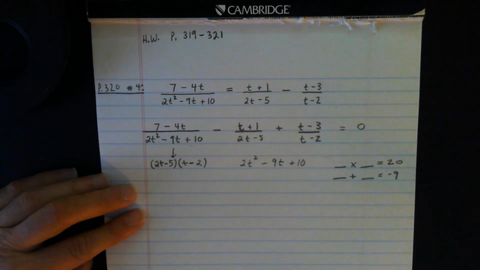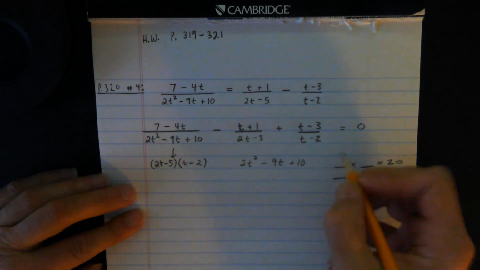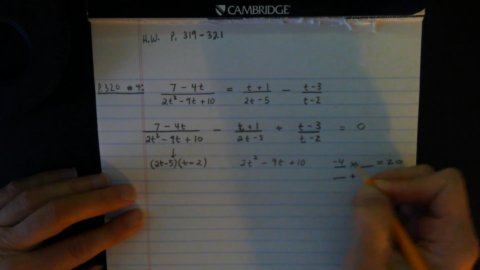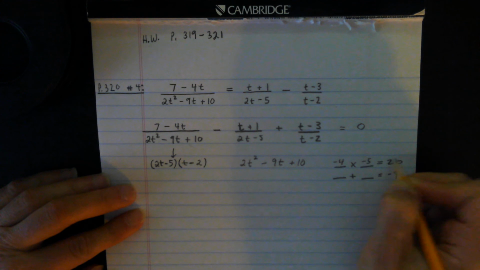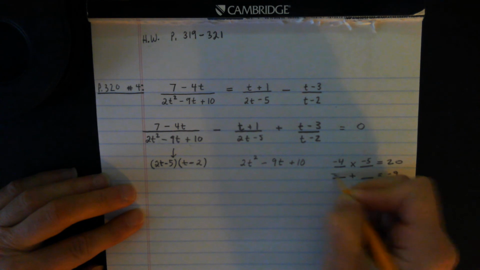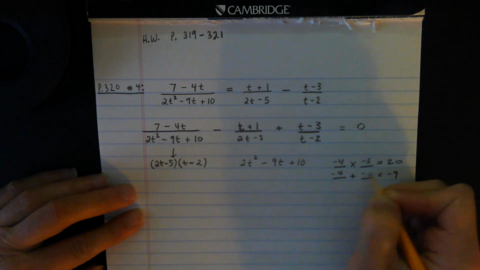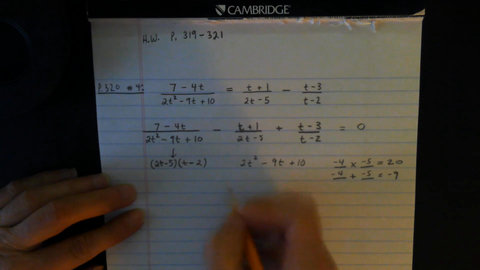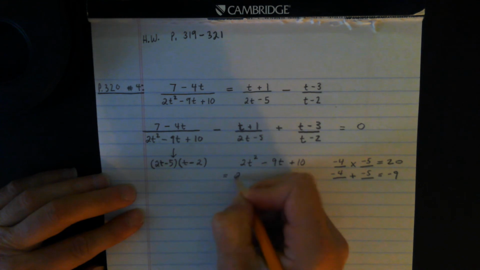And what works here? Let's see. Well, 4 and 5 work, but they should both be negative. So minus 4 times minus 5 equals plus 20, and then minus 4 plus minus 5 equals minus 9.